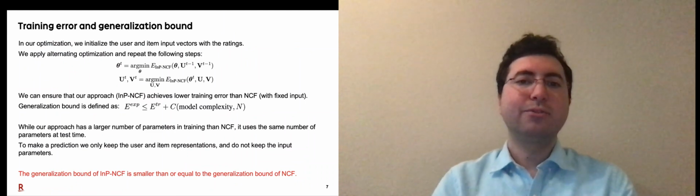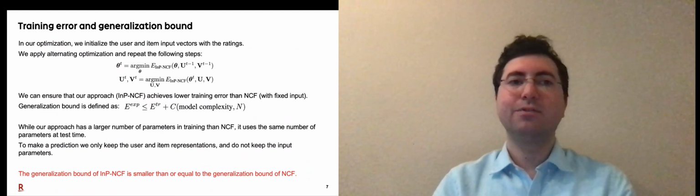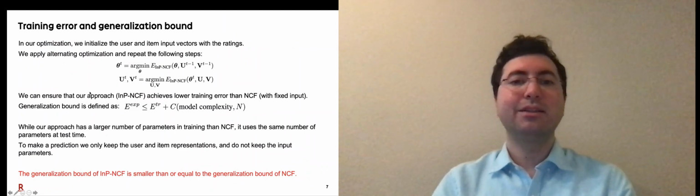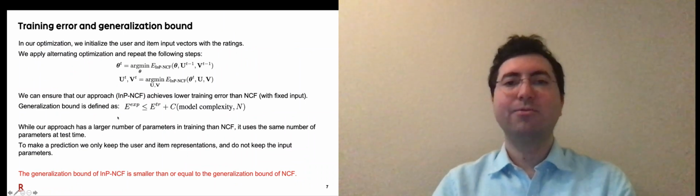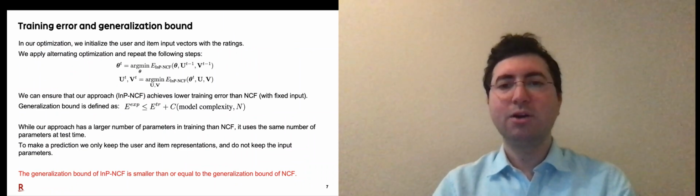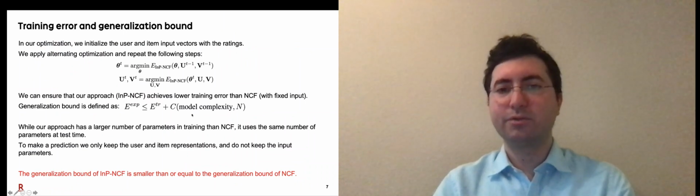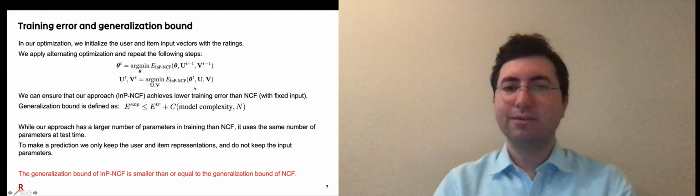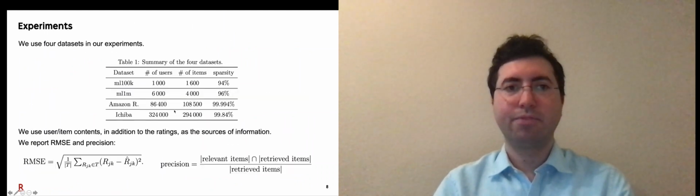In our work, we show that first, by doing alternating optimization and initializing the input vectors from ratings, we achieve better training error. And second, we show that at the test time, our method uses the same number of parameters as the previous works. So our model complexity is the same as the previous work. We achieve better training error, so we have a smaller generalization bound.